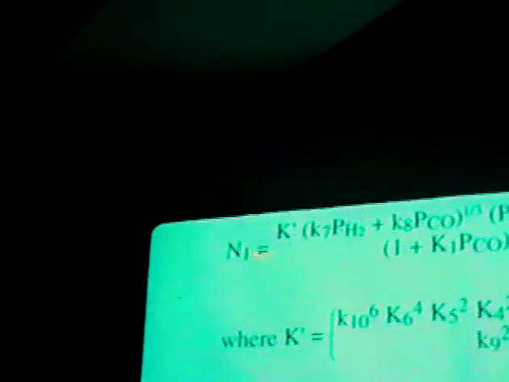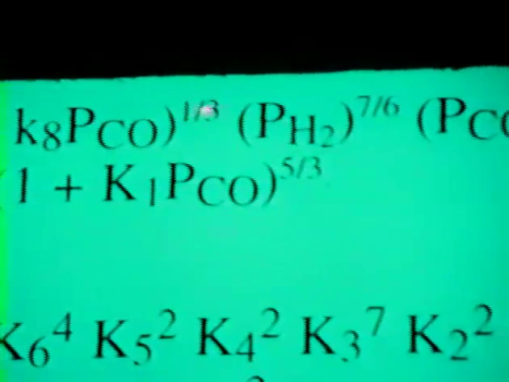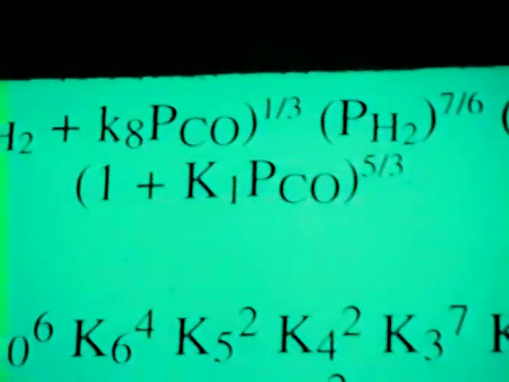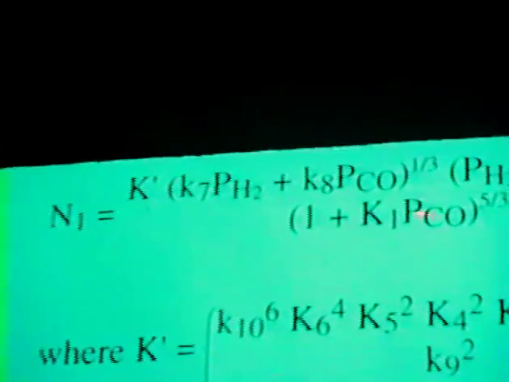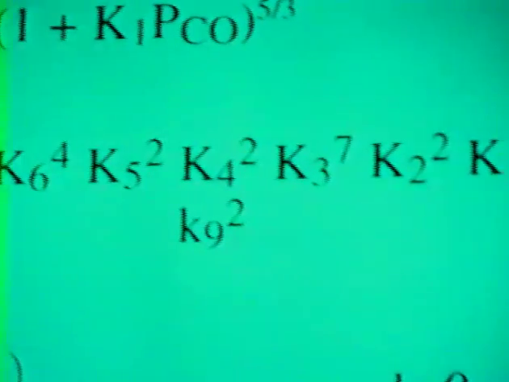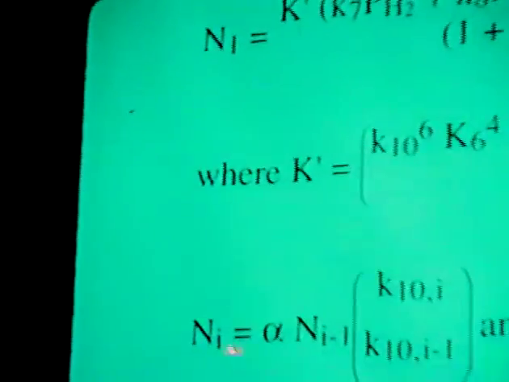Now, what are the results of this model? Here we see the turnover number for C1, or methane, is a function of the water and the CO2 production rates raised to the third power, and we see the hydrogen and CO pressure dependencies. This is a fraction, not very clear here, but in the denominator we have a term which is also a function of the carbon monoxide partial pressure to the 5/3 power. The K prime here is just a function of the various rate constants and equilibrium constants for the various reactions.